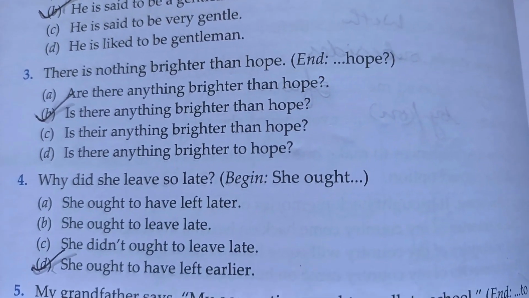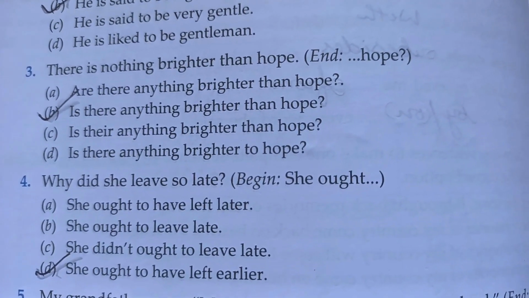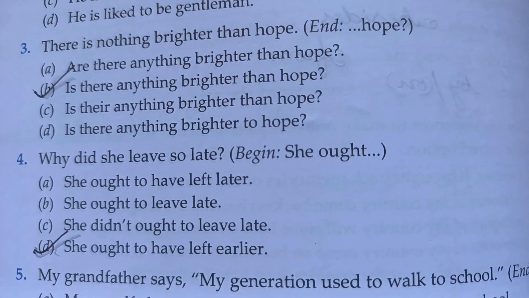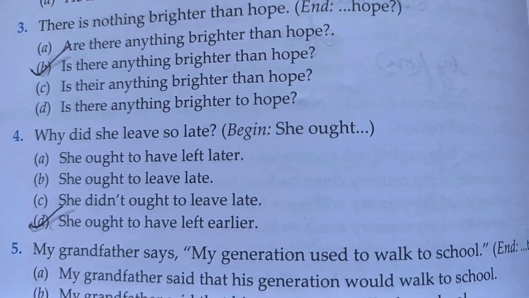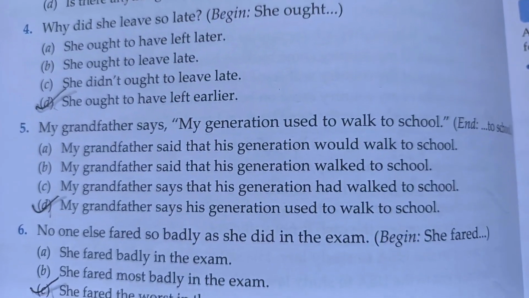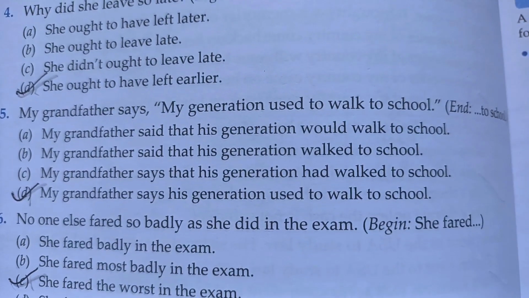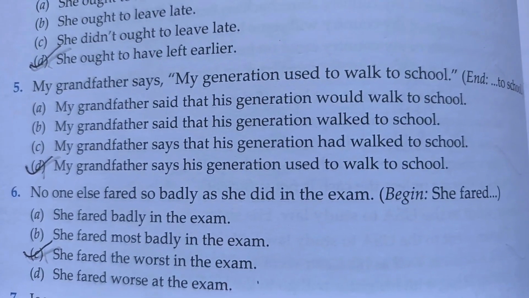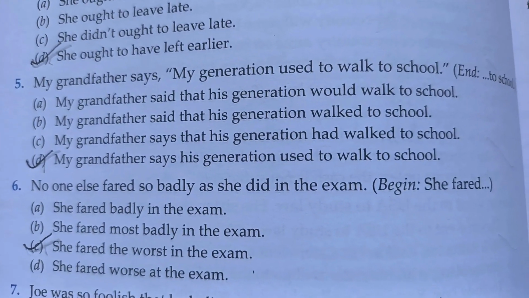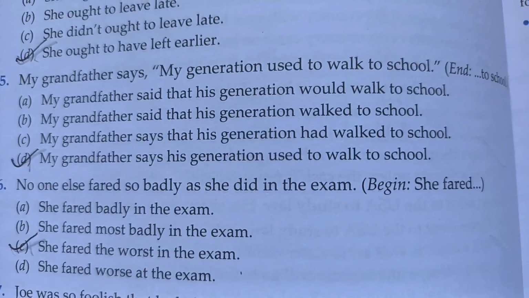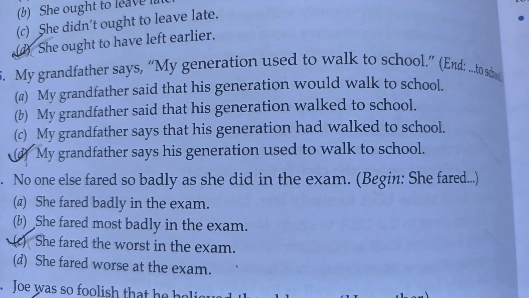Number 4, why did she leave so late? So here the correct option is D. She ought to have left earlier. Number 5, my grandfather says my generation used to walk to school. So here option D is correct. My grandfather says his generation used to walk to school.